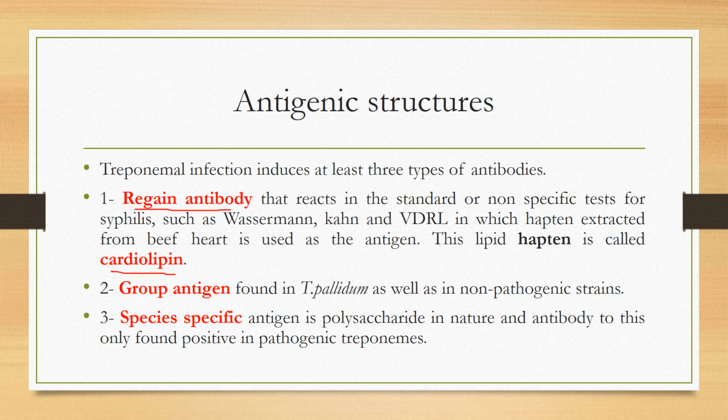Second is group antigen, which is found in Treponema pallidum as well as in the non-pathogenic strains. Third is specific species antigen, and the specific species antigen is polysaccharide in nature, and the antibody to this is only found positive in pathogenic treponemes.